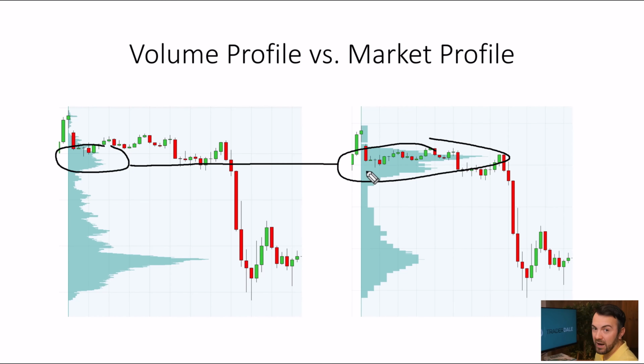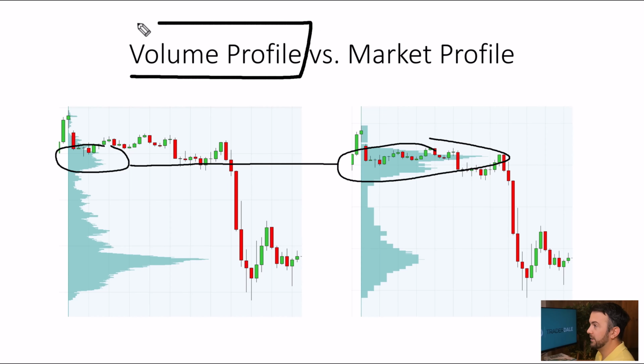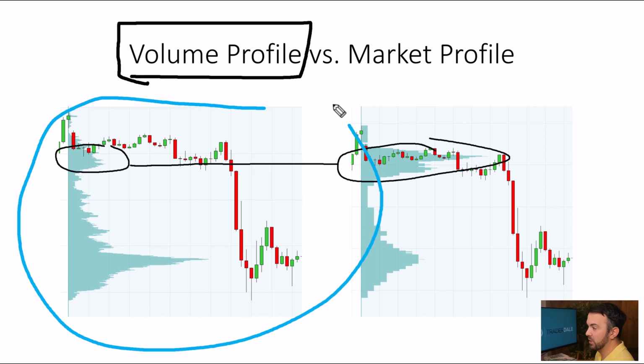But if you guys have an option to trade with volume profile rather than market profile, then your choice should always be to go for volume profile, because this is true volumes. Market profile is just an estimate of volumes, which is not always true.